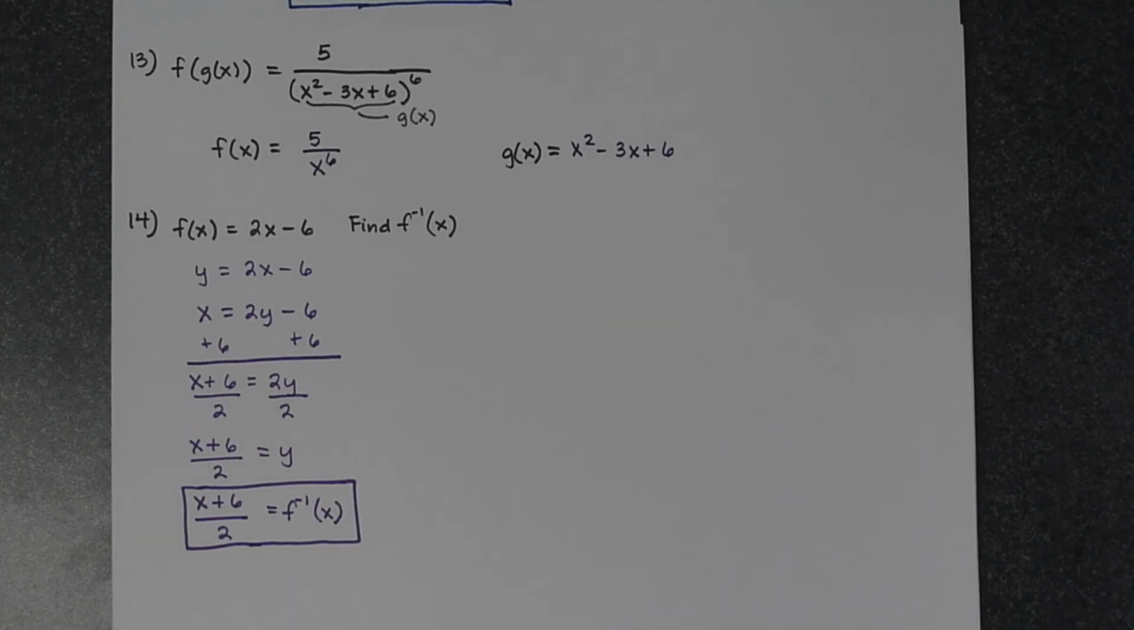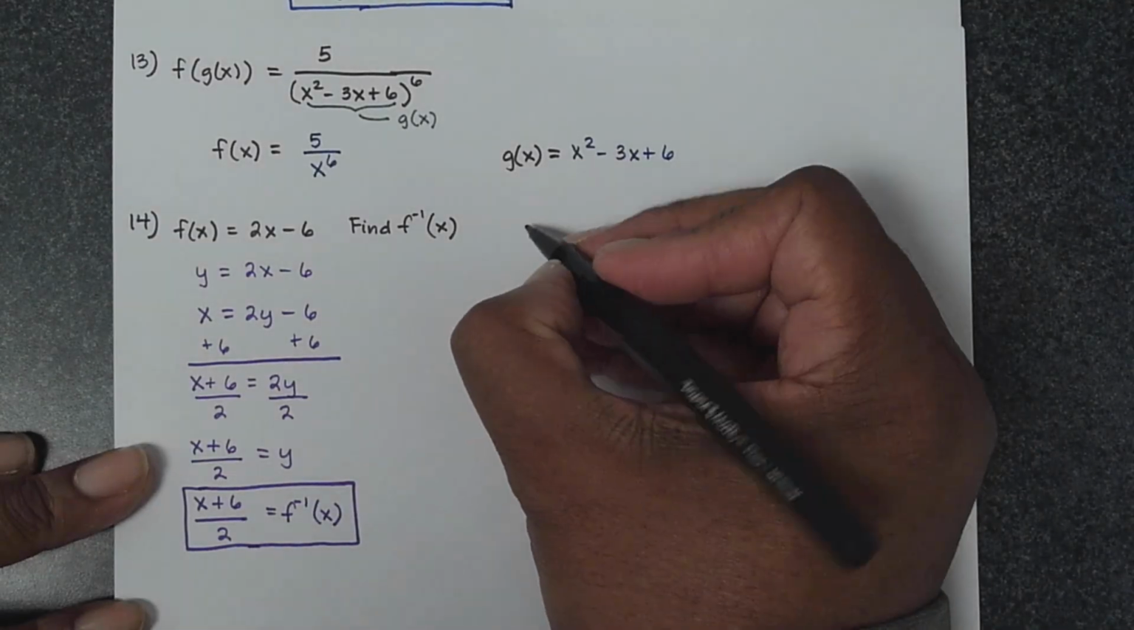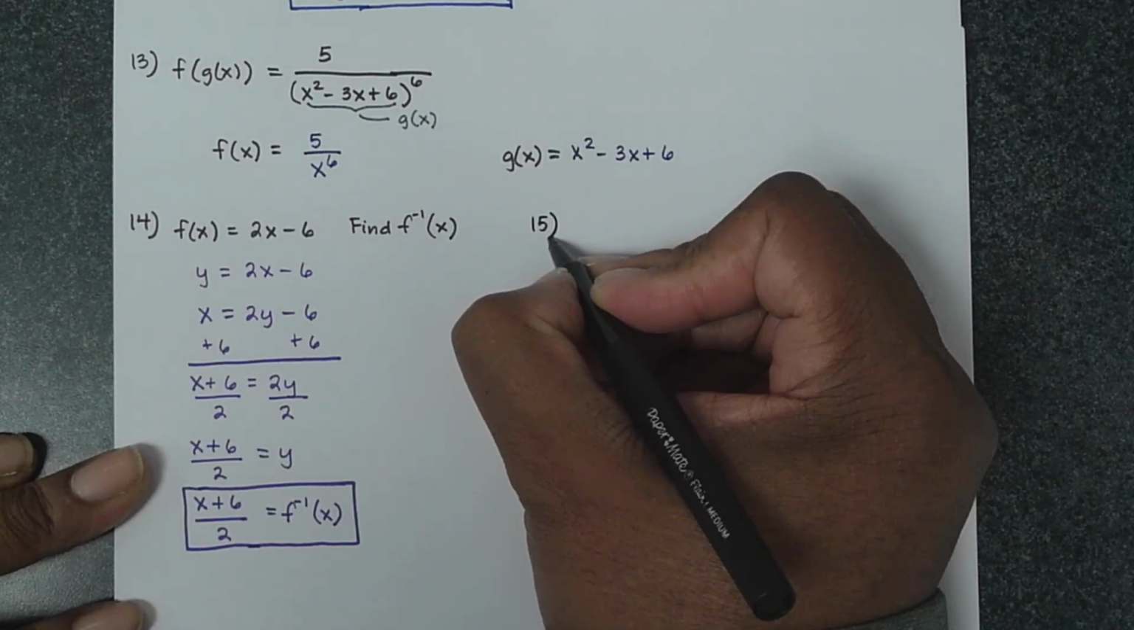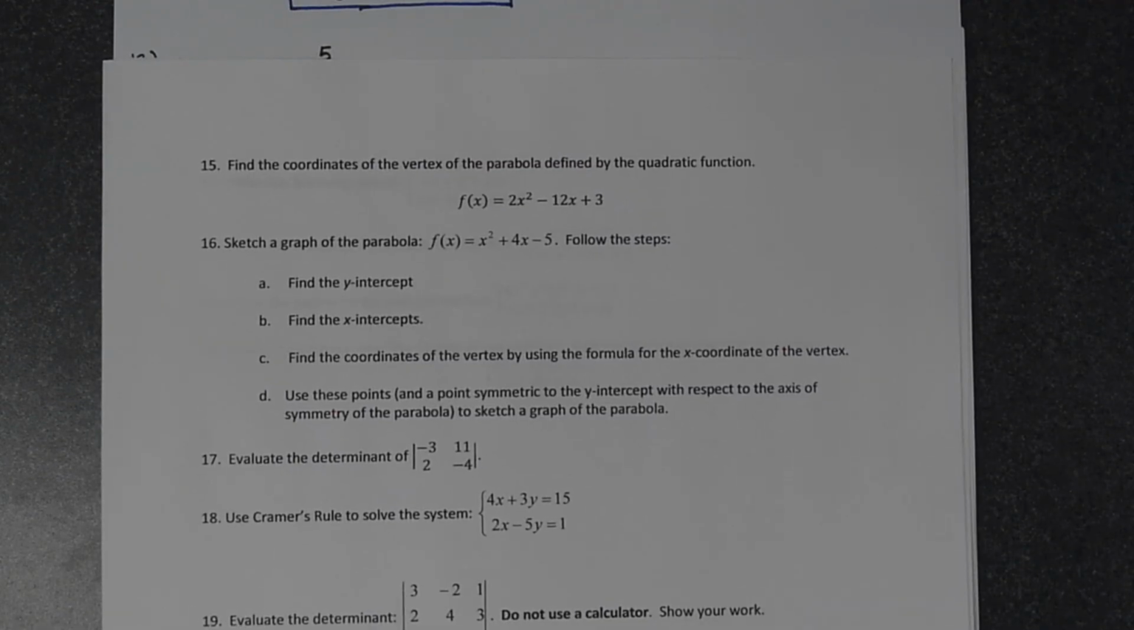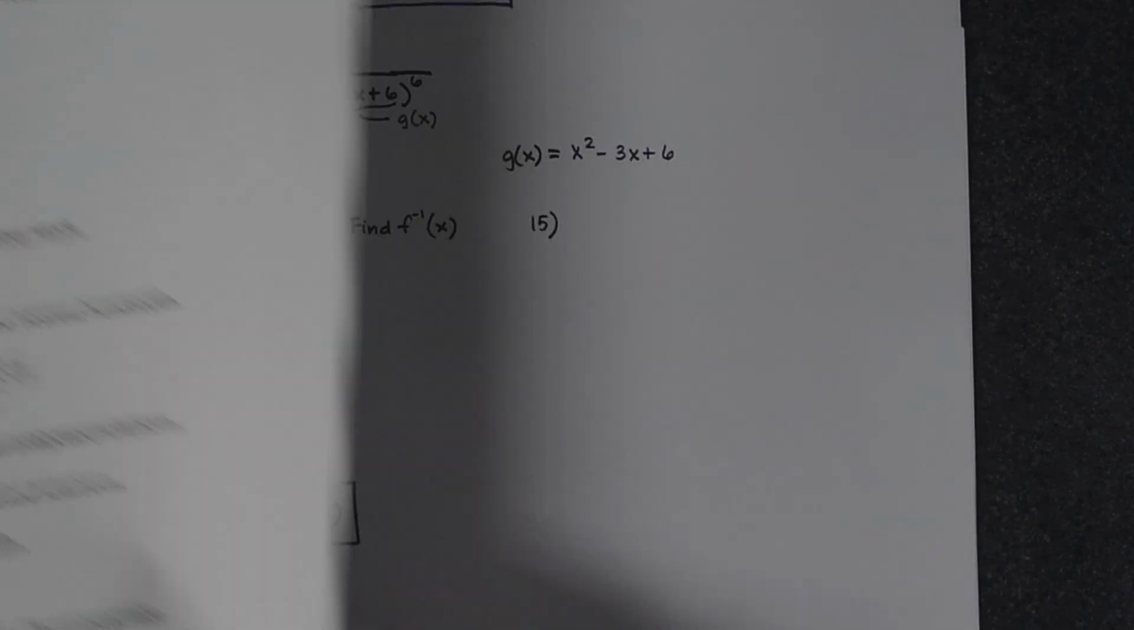All right. Problem number 15. Now I'll write that over here. And this is on the next page of your study guide. Find the coordinates of the vertex of the parabola defined by the quadratic function f of x is equal to 2x squared minus 12x plus 3.